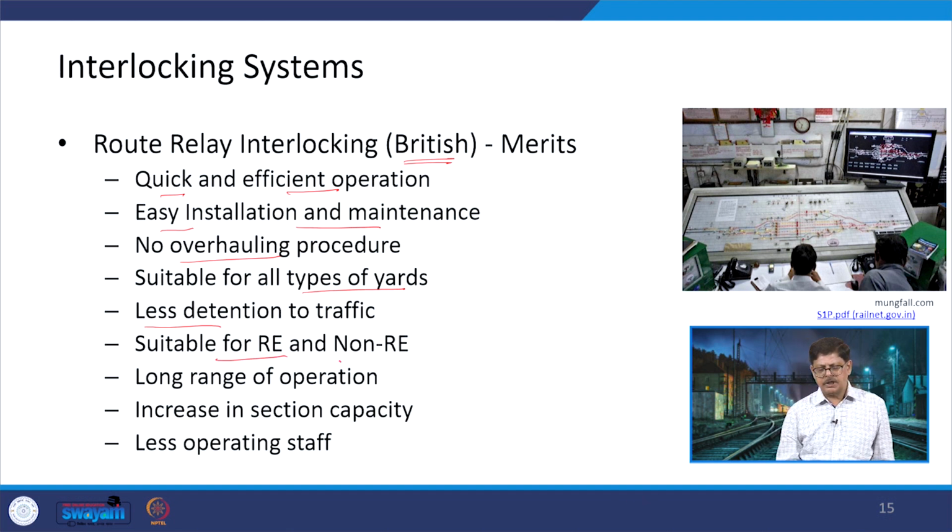It is suitable for the RE and non-RE type, so it is for route or non-route conditions. Then there is a long range of operation and an increase in section capacity, because you are taking decisions fast and trying to utilize the tracks as fast as possible. So, the section capacity is also being utilized to the maximum value. And there is less operating staff, and when there is less operating staff, the possibility of errors which can be committed at different levels reduces.